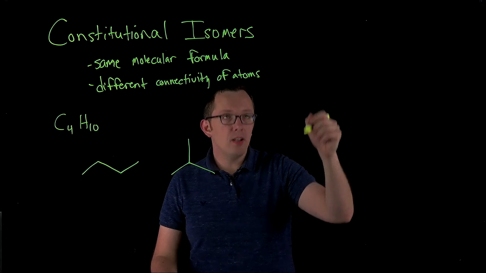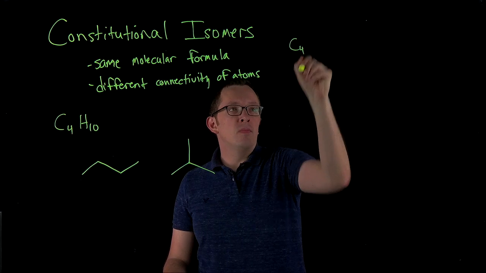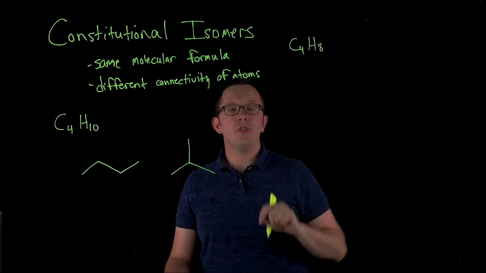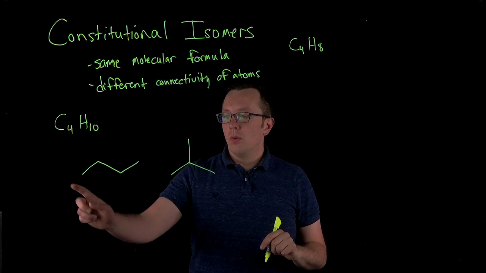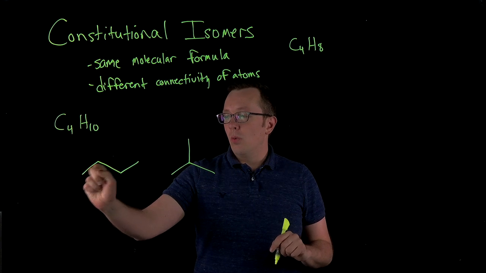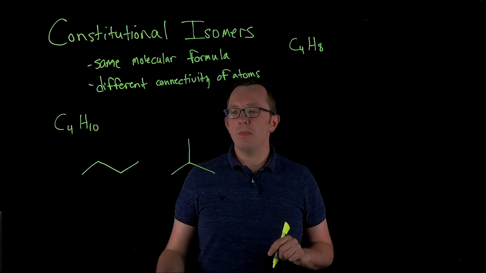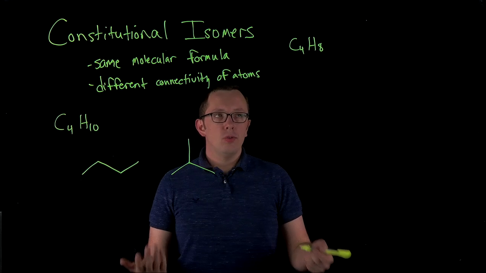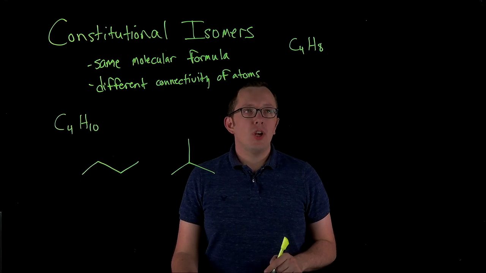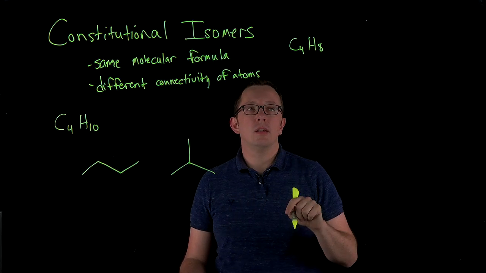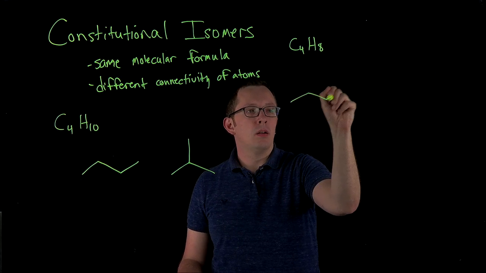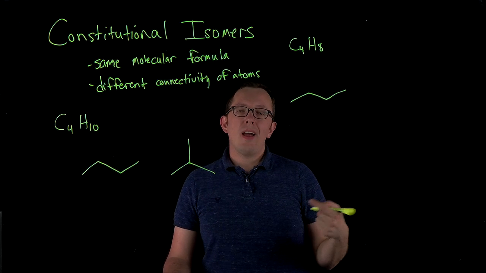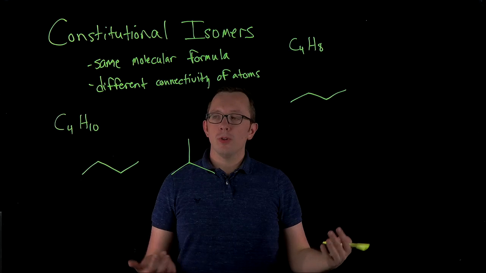So we can move on to a molecular formula that's a little bit more complicated. It's still going to be C4, but this time we're going to take away 2 of our hydrogens, so it's going to be H8. Because we took away 2 hydrogens, we're going to add another carbon-carbon bond to account for this. For C4H8, again, we can draw our molecule extended like this, 1, 2, 3, 4. Now we need to add a carbon-carbon double bond to account for those missing hydrogens.